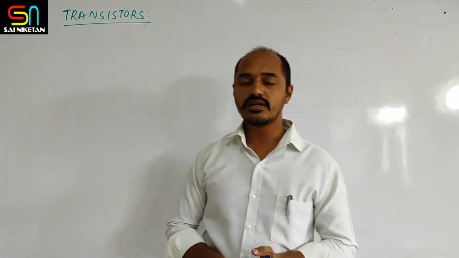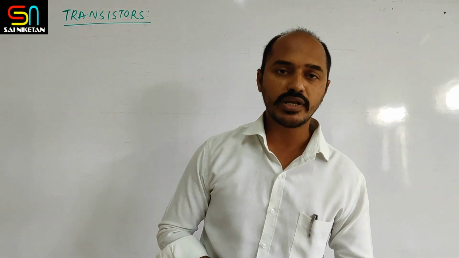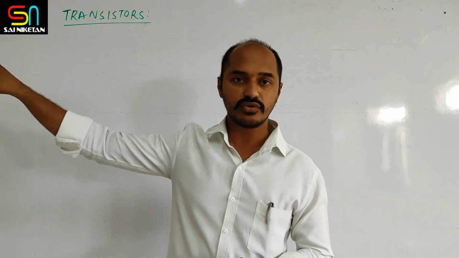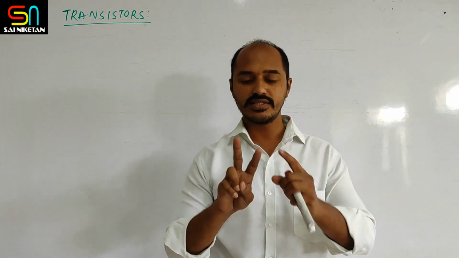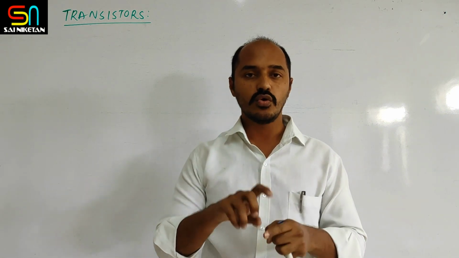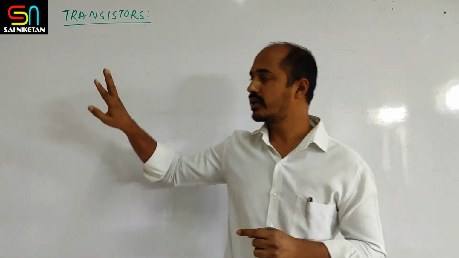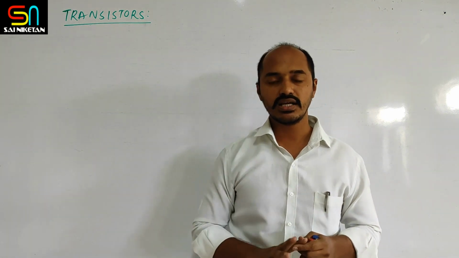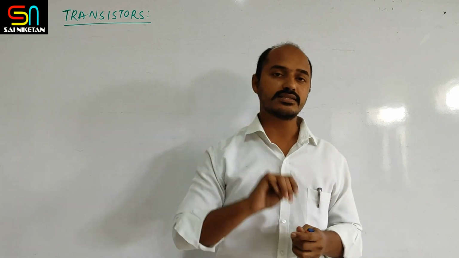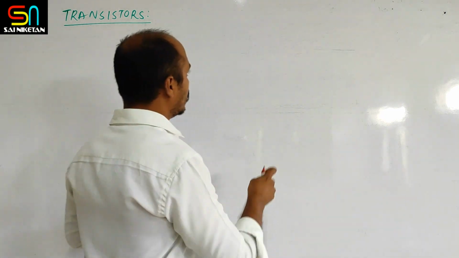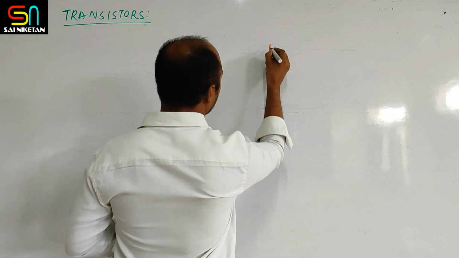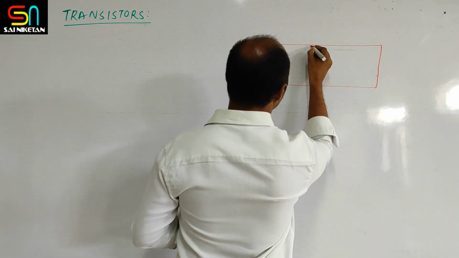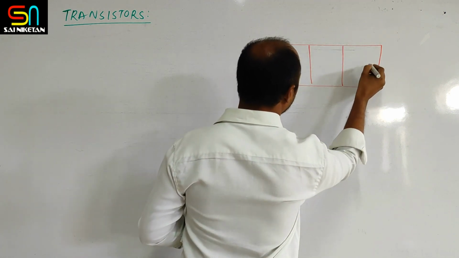So transistors are devices obtained by doping three regions. Here, as in the case of a diode, there are two doped regions, one is P and another one is N, so one junction is formed. But in the transistor, three doped regions are there. If I take an example, here three regions are doped. This is the first region, this is the second region, and this is the third region.